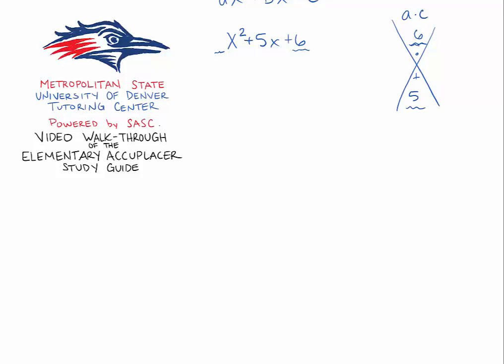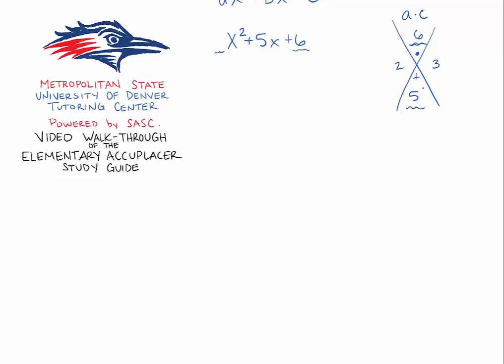And then I ask myself, what two numbers multiply, which is why the dot's there, to get 6, and add to get 5? And this one's easy enough. It's 2 and 3, because if I multiply 2 times 3, I get 6. If I add 2 plus 3, I get 5. And so those are my two numbers.